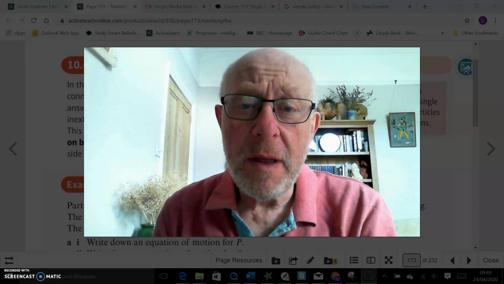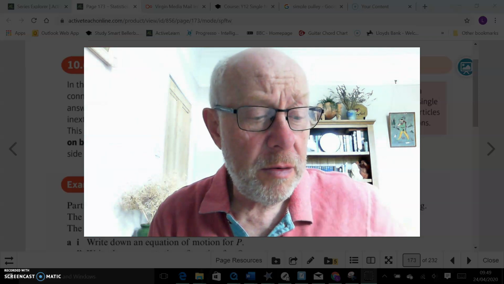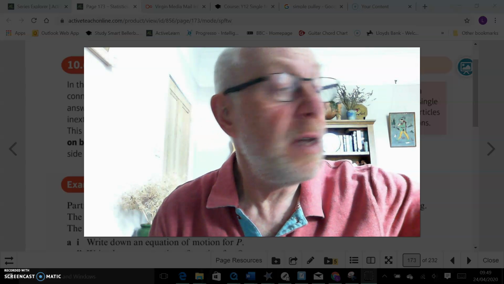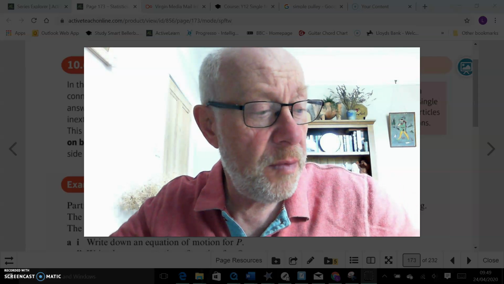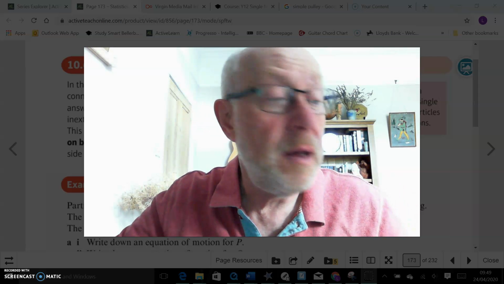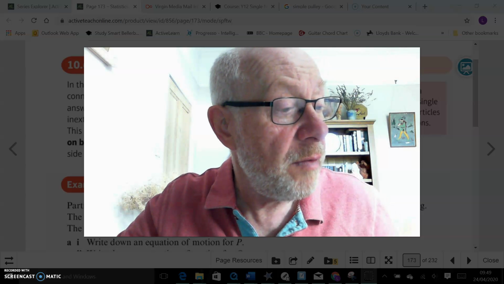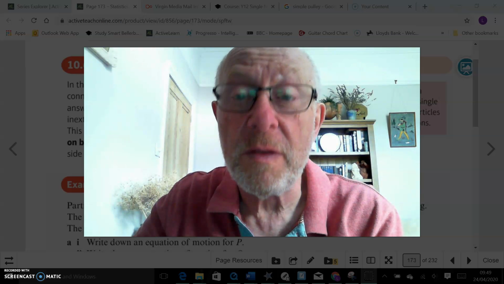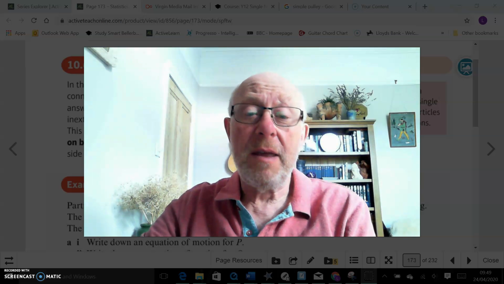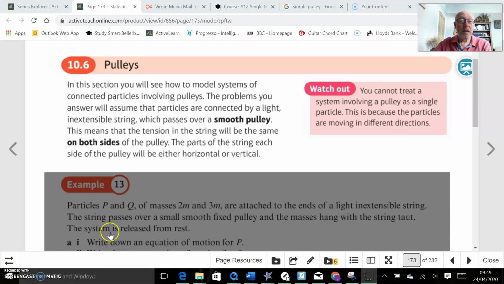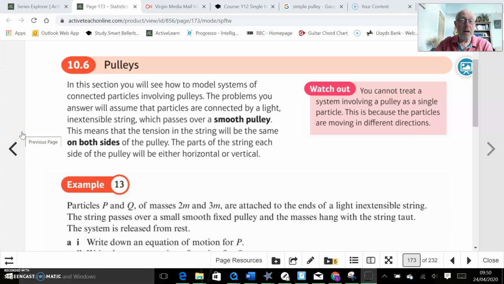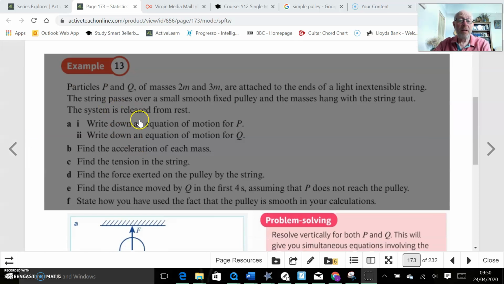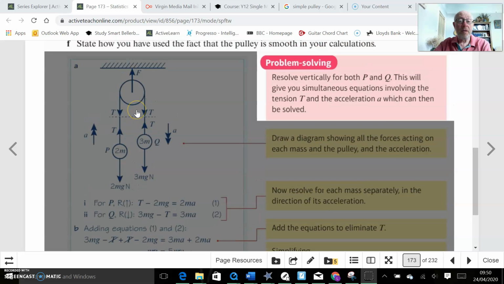Hello everyone, this lesson is going to be on pulleys and it covers section 10.6 in the book, and I'll be going over a simple example on pulleys and then you can do some problems yourself. Okay, so here's section 10.6 on page 173, which refers to pulleys. I'm going to go through example 13 on the simple pulley.